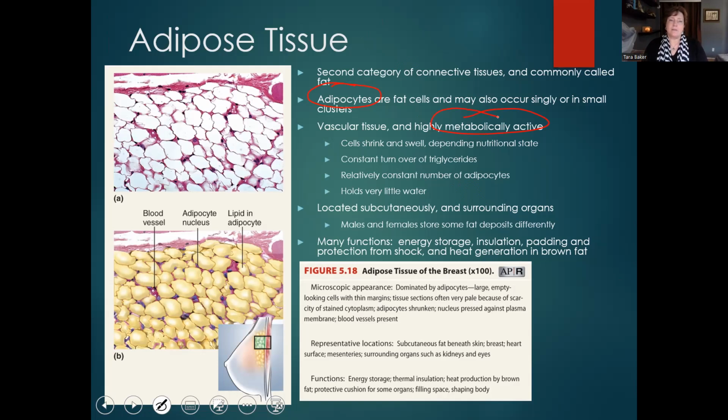There is no way for adipocytes to die. They can get smaller because they give up their oils. But if you have gotten obese, if you have gained a lot of weight, then you will always have those adipocytes there and they can fill up really quickly. They are subcutaneous, which means they're right underneath the skin and around different organs. Males and females put their fat in different places.